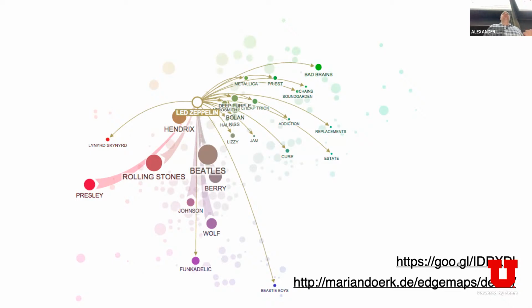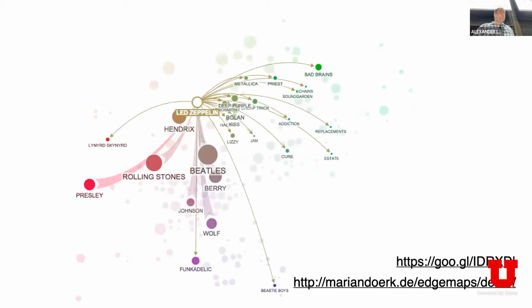And these are different artists. What I'm showing here are musicians, but there's also poets and philosophers in this example. And so let me just hand out these sheets.